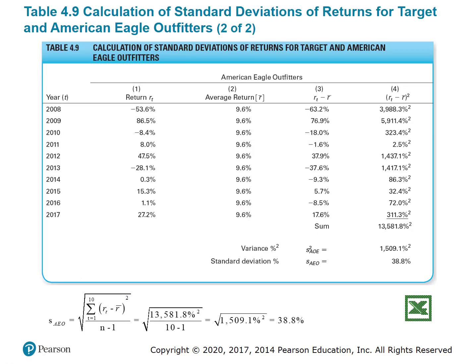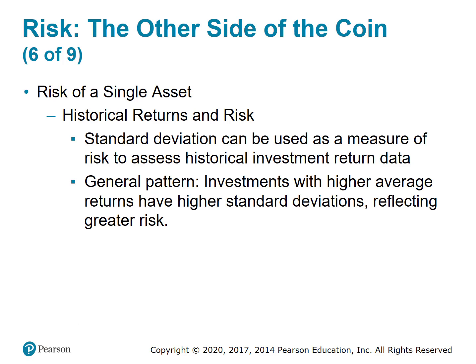This slide repeats the calculations for American Eagle Outfitters. Again, the Excel symbol will take you to the computations in Excel. Now look at the difference. American Eagle Outfitters, standard deviation 38.8, Target 21.3. Bottom line, historical data can help you assess a pattern in risk and return of an investment. Higher risk should provide a higher return.